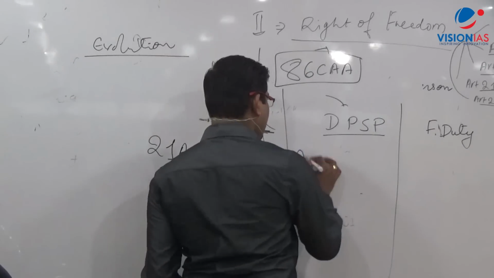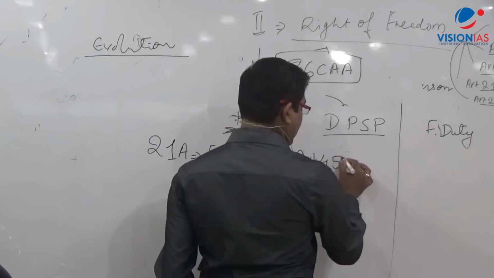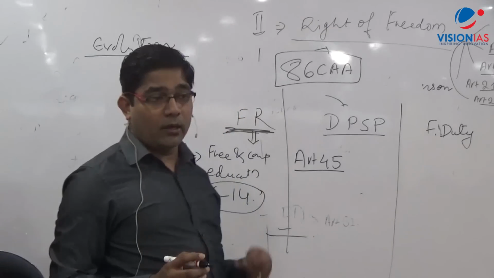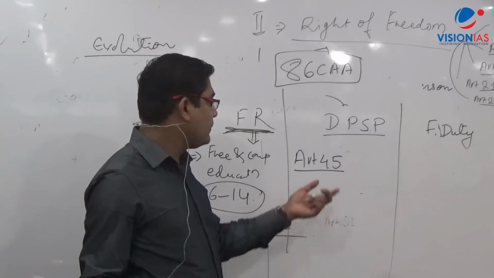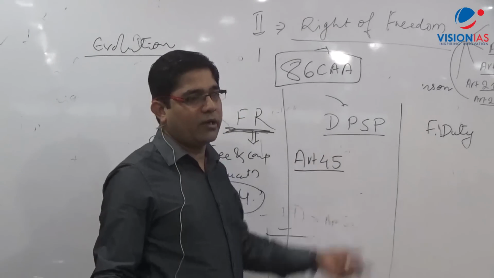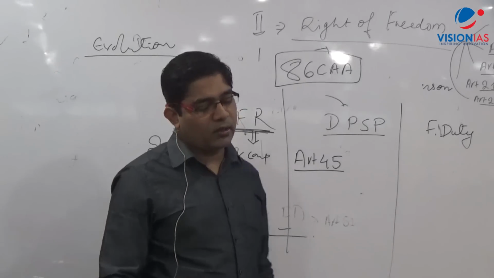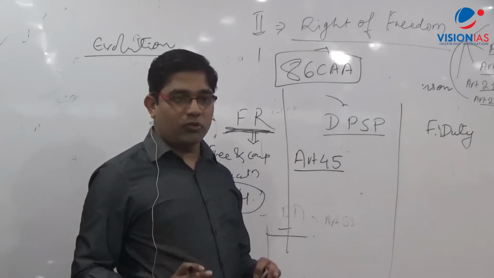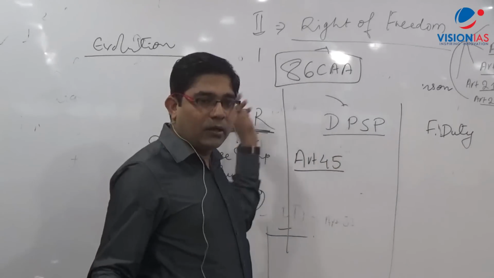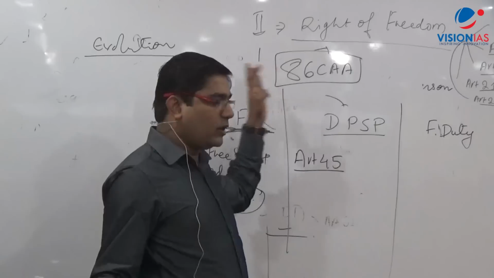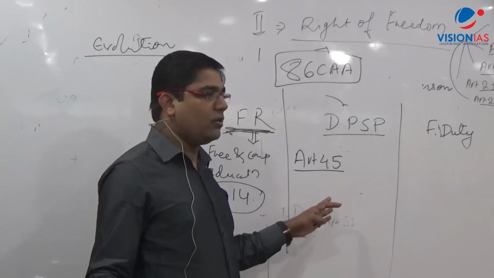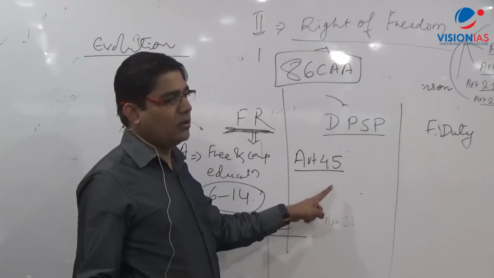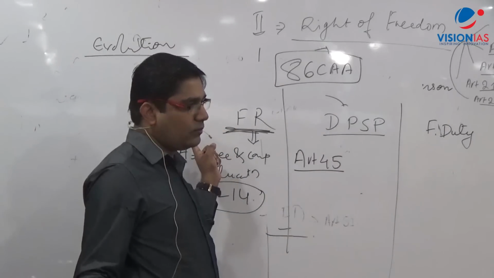This was Article 45. But since the directive principles of state policy are not enforceable, not justiciable, in fact, by the nature of directive principle, even if not justiciable, there is an obligation on the state that in future, whenever you get the resources, you should make it a right. So that is what we have seen, that over a period of time, what was written in the directive principle got shifted into this.